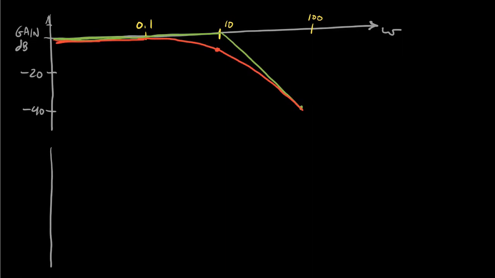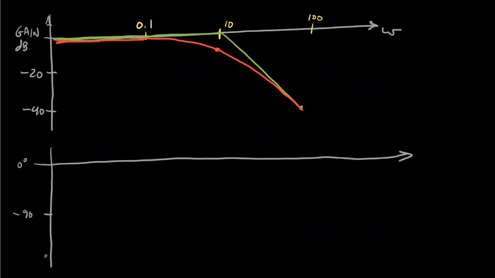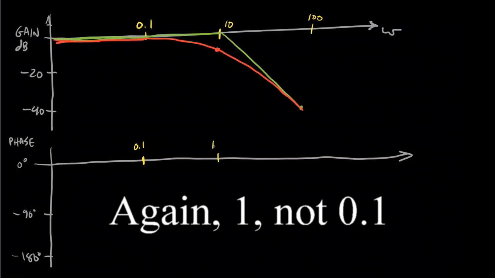So again, our phase, I'm going to go ahead and put 0 degrees up here. And so this is going to be 0 degrees. I'm going to go ahead and draw negative 90 and negative 180 degrees. And this is our phase. All right, so now, and I'll go ahead and mark, just to make it a little bit easier on me, the 0.1, 10, and 100 radians per second.